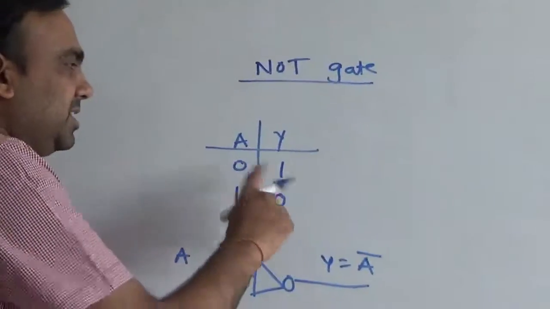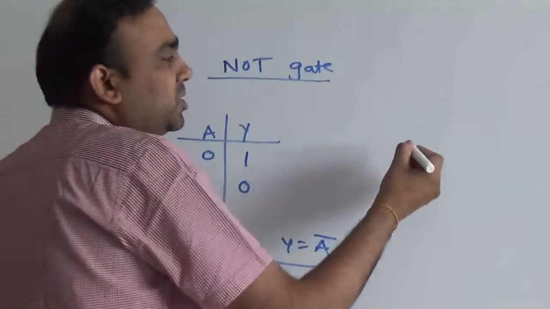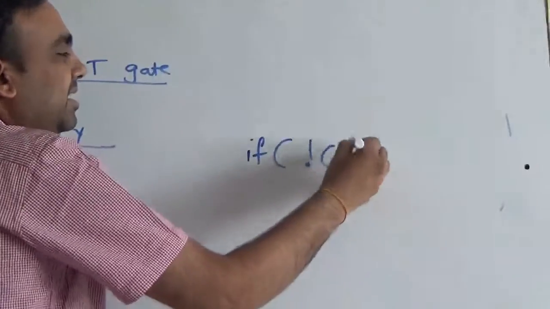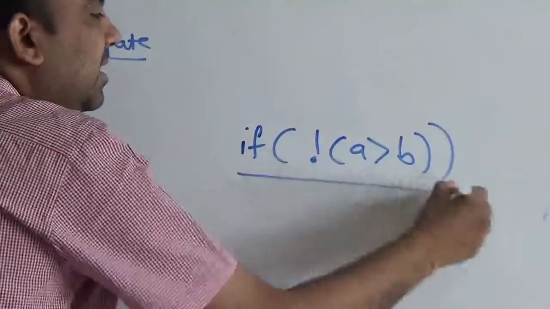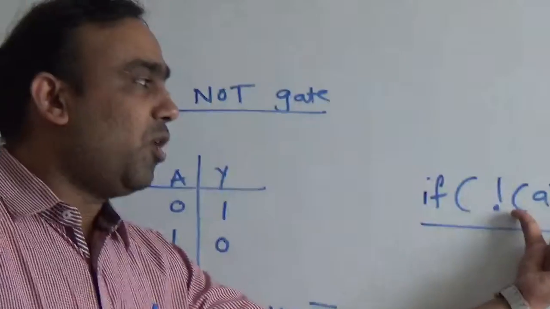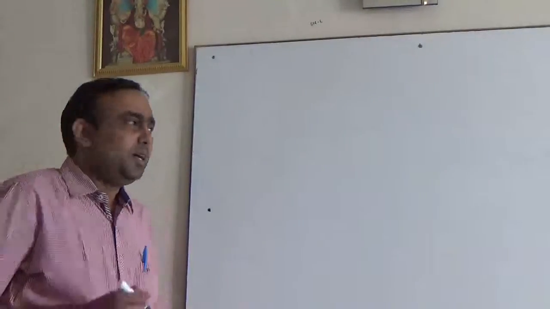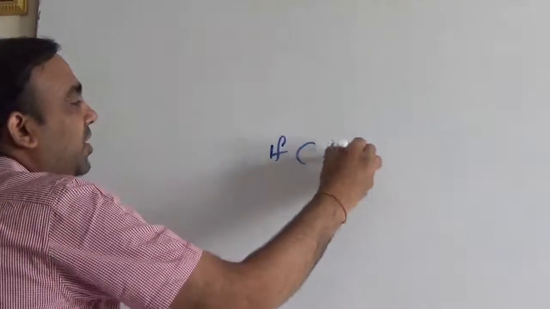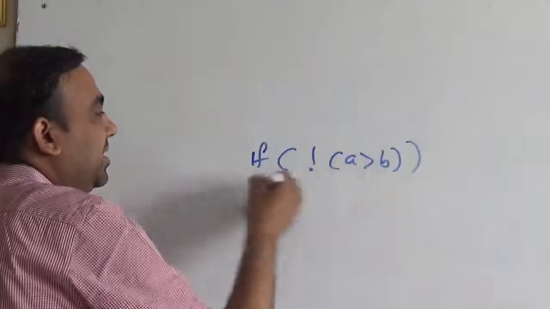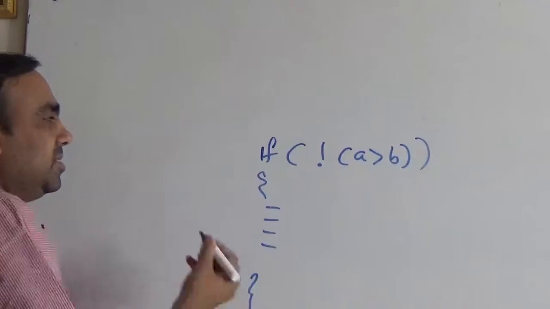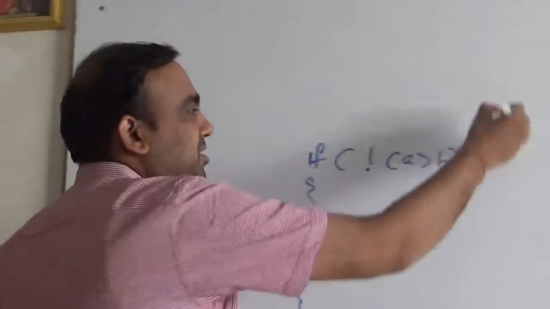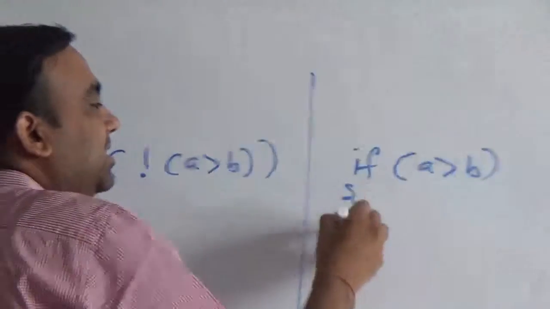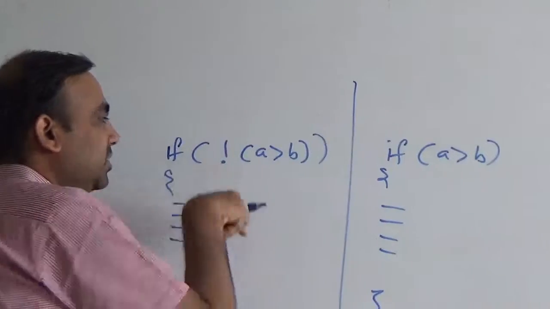In general, how is this NOT operator used in programming? You can write like this: if not A is greater than B. What does that mean? How do we apply this NOT in programming? Suppose I write if not A is greater than B and some code here. Now we can compare. Instead of this, suppose I write: if A is greater than B and some code here.